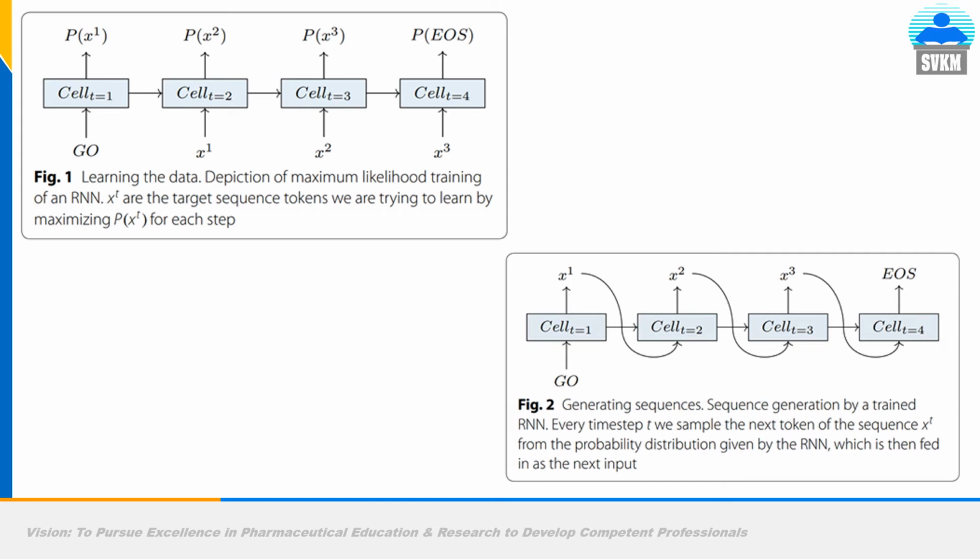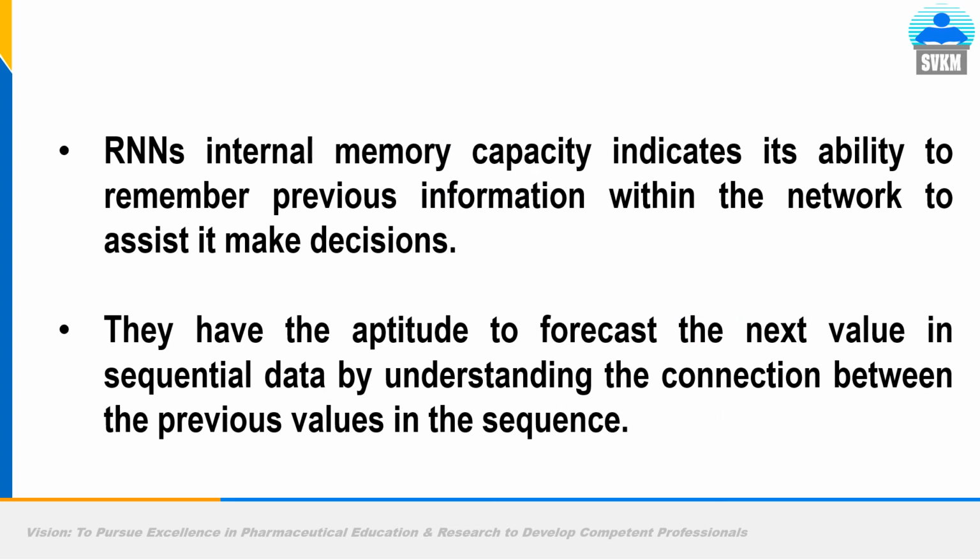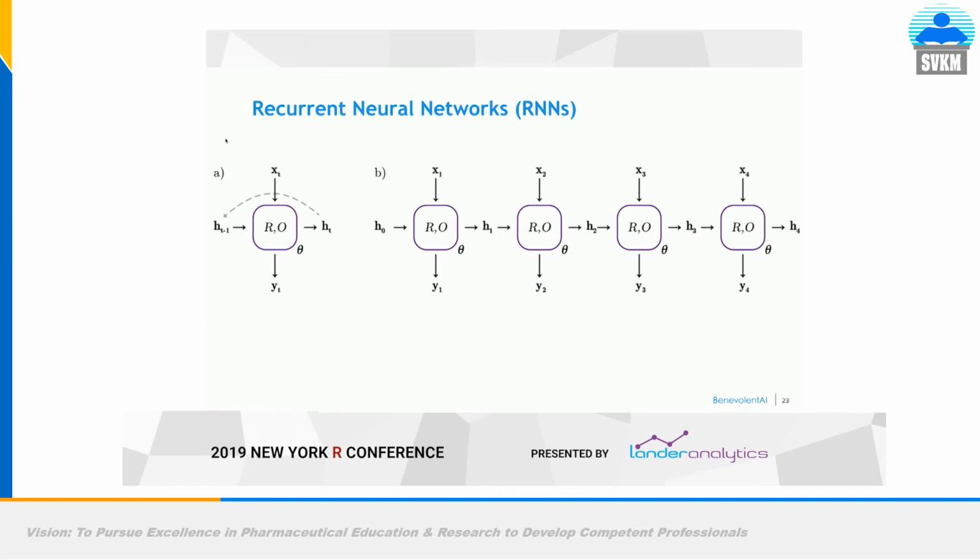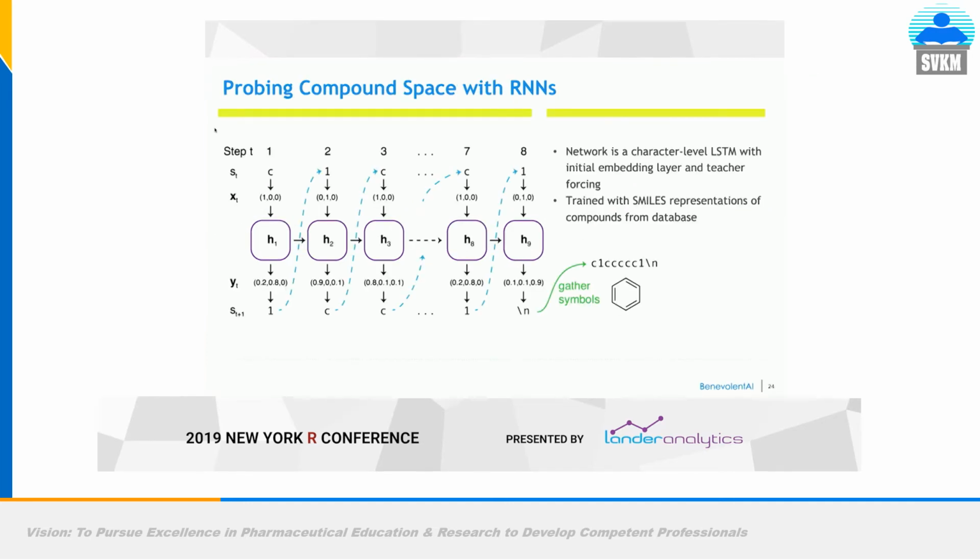So again, this is the cell T1, cell T2, T3, T4. This output will be used as input for cell T2 along with fresh input. So the input for this will be based on the output of this one and so on. The RNN's internal memory capacity indicates its ability to remember previous information within the network to assist it in making decisions. Another very beautiful illustration, meaning is same: input will be fresh for each step along with input from the output of the earlier hidden layer.